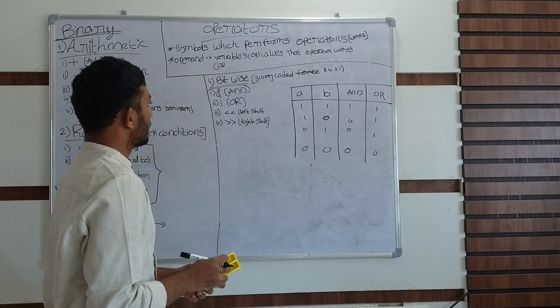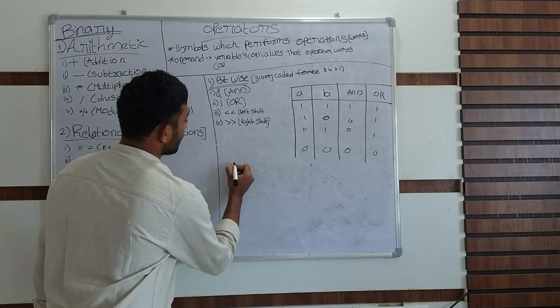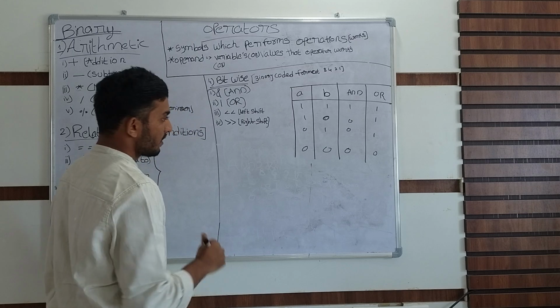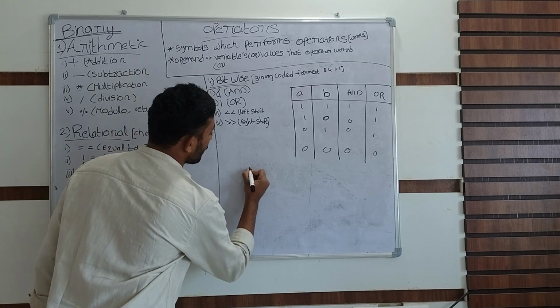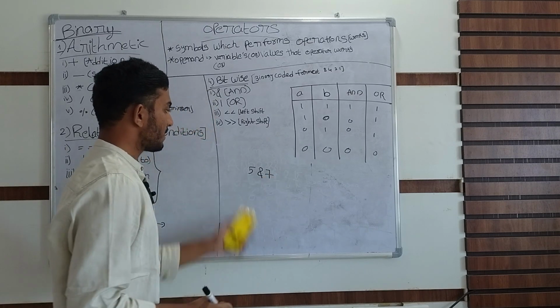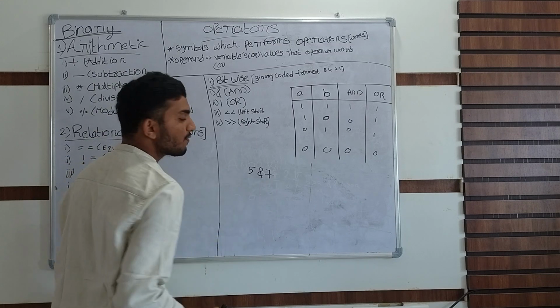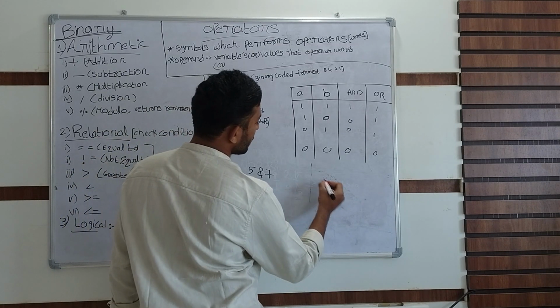Let's see. Here, the AND operator is used, for example, on 5 and 7. First write the binary code of 5. What is the binary code of 5?